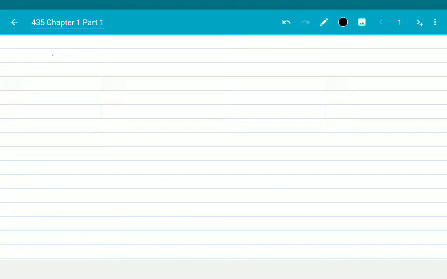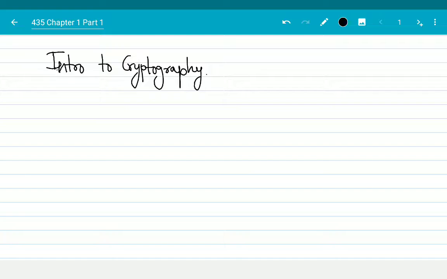This is chapter 435, Intro to Cryptography. We will be using Introduction to Modern Cryptography by Katz and Lindell as our book. The standard would be the second edition, but you might be able to find some other online.